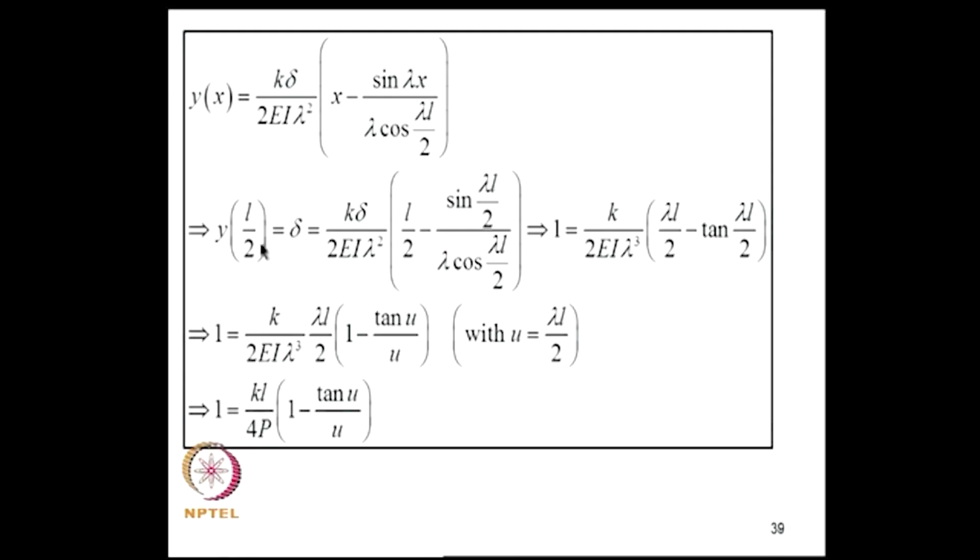Now, at x equal to L by 2, this is my delta. Now, that would mean if you take it on the other side, delta cannot be 0, therefore the term here must be equal to 0, and that leads to this characteristic equation. So, we can solve this and find out the critical value of load for a given value of k.